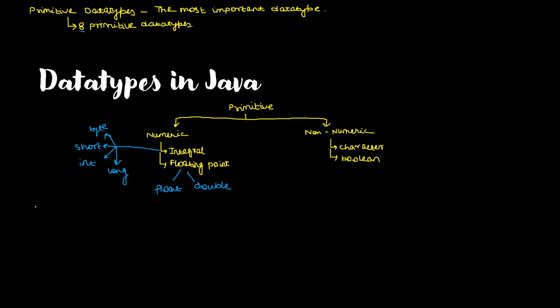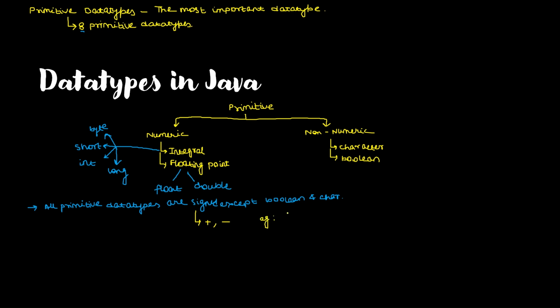Now, all these primitive data types are signed, except Boolean and char. Now, what does this word signed mean? Well, this means that they carry a unary positive or a unary negative sign with them.